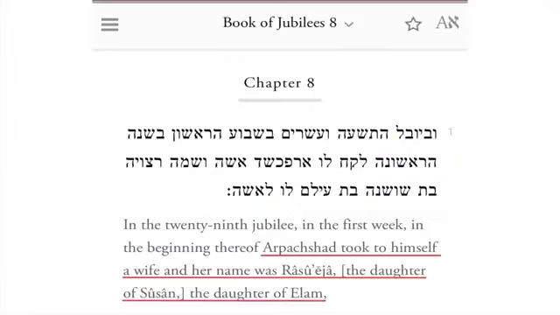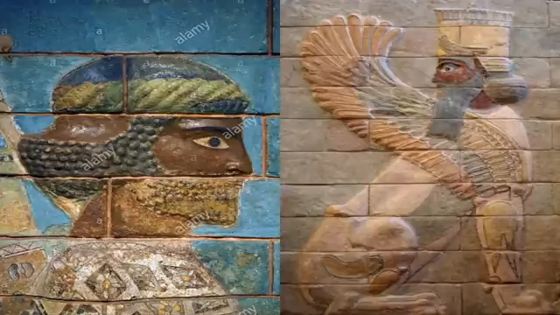And here it is right here, Book of Jubilees, chapter 8. "Arphaxad took to himself a wife, and her name was Rasuaya, the daughter of Susan, the daughter of Elam." And forgive me for my mispronunciation. So, with Arphaxad marrying an Elamite woman, what do Elamites look like?